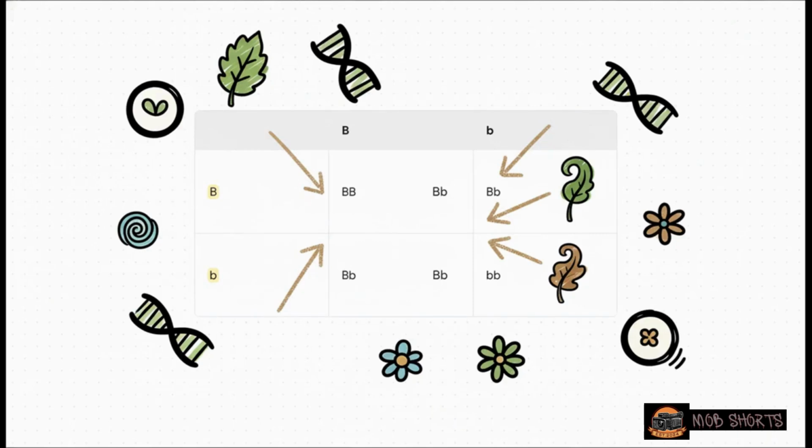Time for another Punnett square. This one's a little different. Since both parents are Bb, each one can make 2 types of gametes, one with a big B and one with a little b. So we put both options along the top and both options down the side. Ready to fill it in?